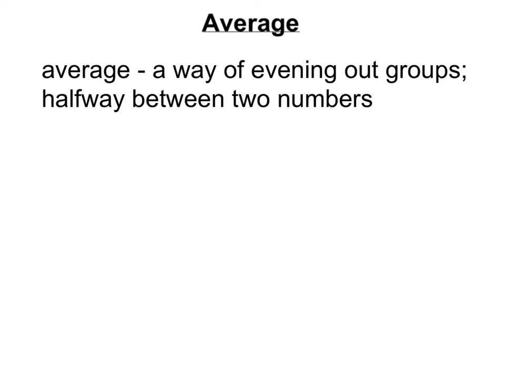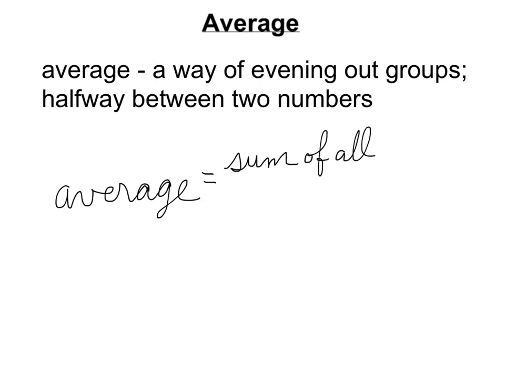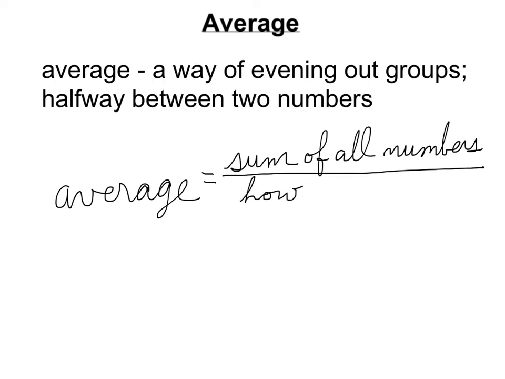Finding an average can be a way of evening out groups. It can also be a way of finding halfway between two numbers. To find the average, we add up all of the numbers, and the answer then gives us a sum. So we're going to say the sum of all numbers, and we divide by how many numbers there were.